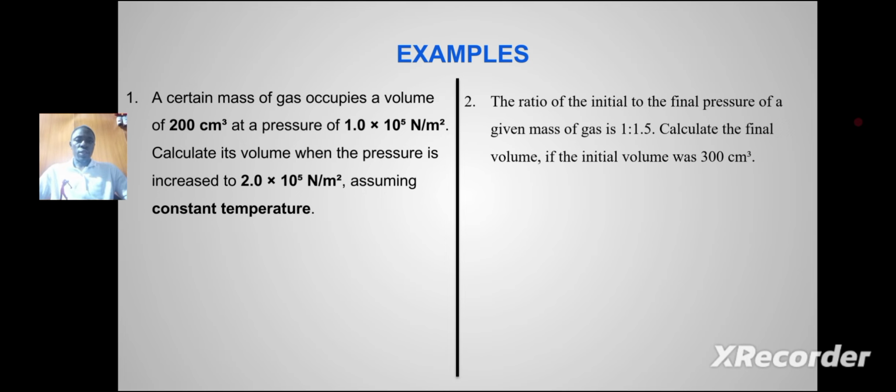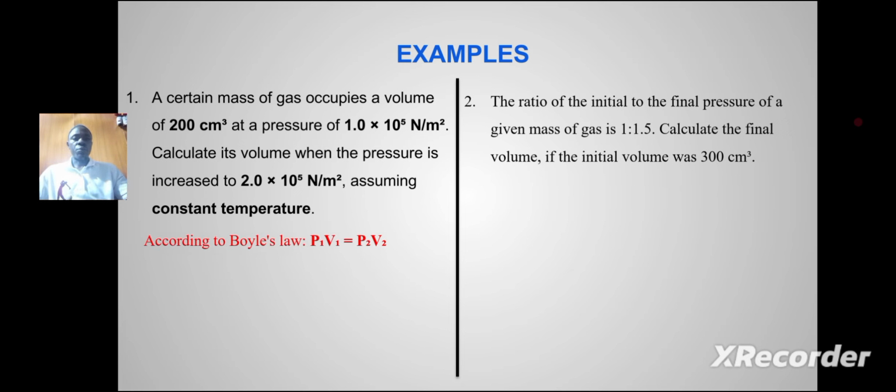So let's see if we can answer some questions relating to Boyle's law. The first question talks about a gas that occupies a volume of 200 cm cube and a pressure of 1.0 times 10 to the power 5 Newton per meter square. When the pressure is increased to 2 times 10 to the power 5 Newton per meter square, what will be the volume? So we have the first volume, the first pressure, and they are giving you the second pressure and asking what the volume will be when the pressure is changed in that manner.